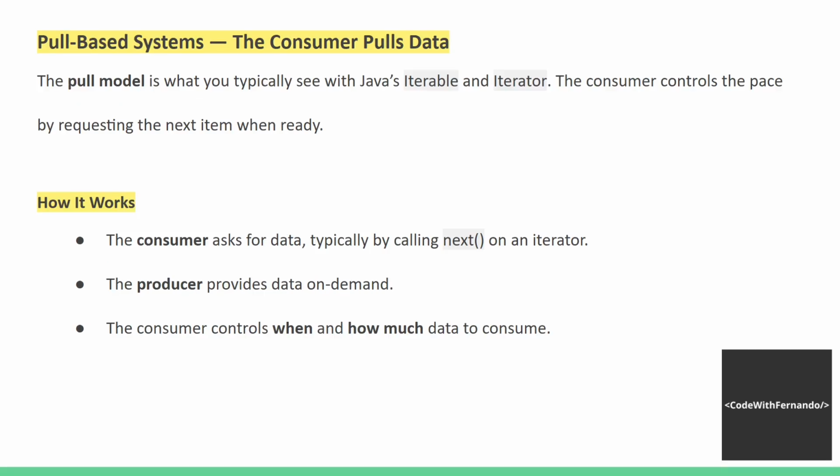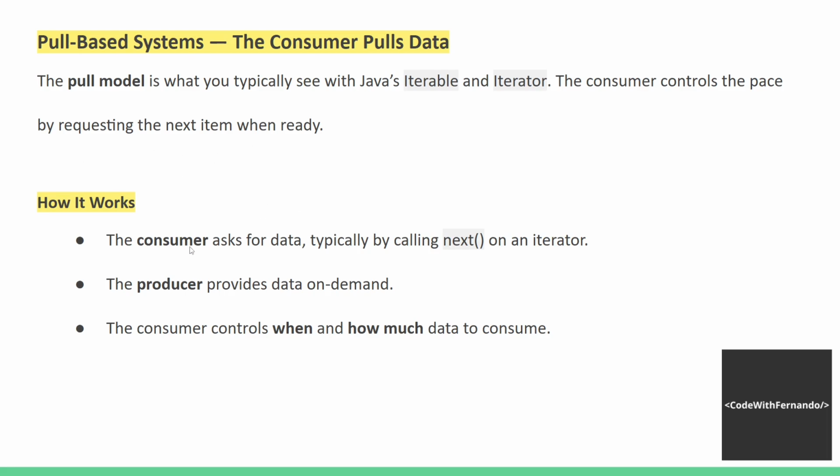Okay, pull-based systems. The consumer pulls data. The pull model is what you typically see with Java's Iterable and Iterator. Iterable is like a collection that you can iterate on. Iterator is what you get from that iterable. The consumer controls the pace by requesting the next item when ready.